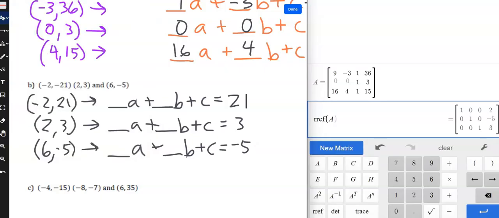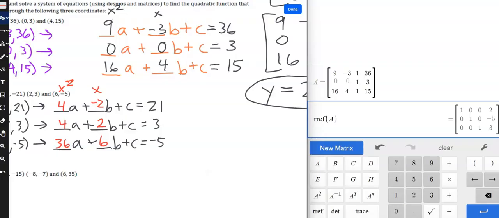And we can see, alright, so let's see here. Remember, the first one is the squared one, the second one is not the squared one. So negative 2 times negative 2 is positive 4, but that one's got to be a negative 2. This one has to be a positive 4, and this one has to be a positive 2. And lastly, 6 squared is 36, and 6. So now we can go to our matrices, right? 4, negative 2, 1, 21. 4, positive 2, 1, 3. 36, 6, 1, negative 5.